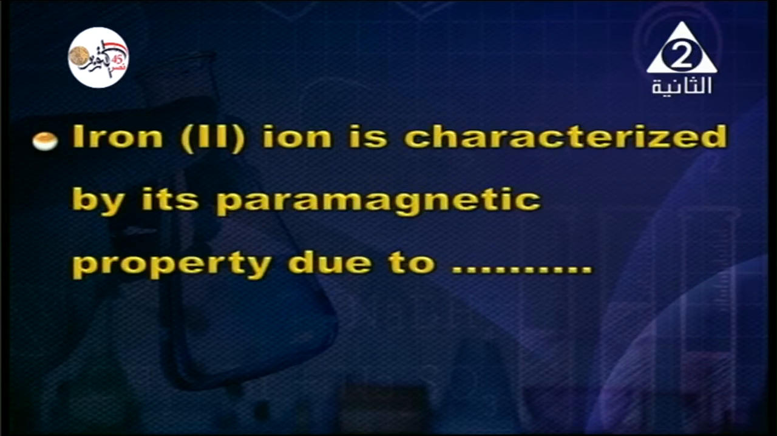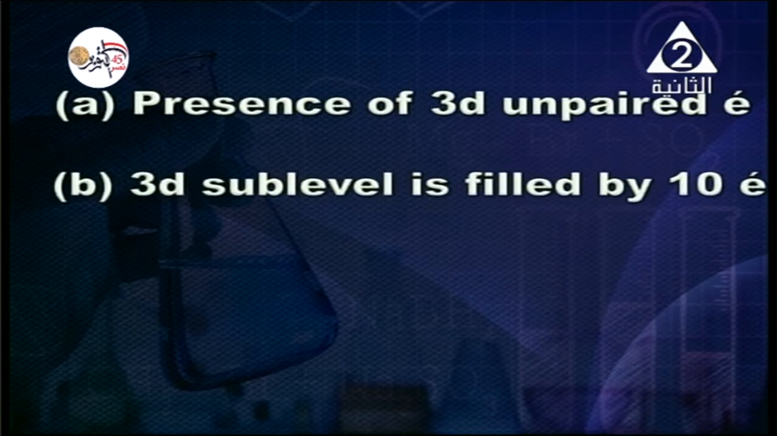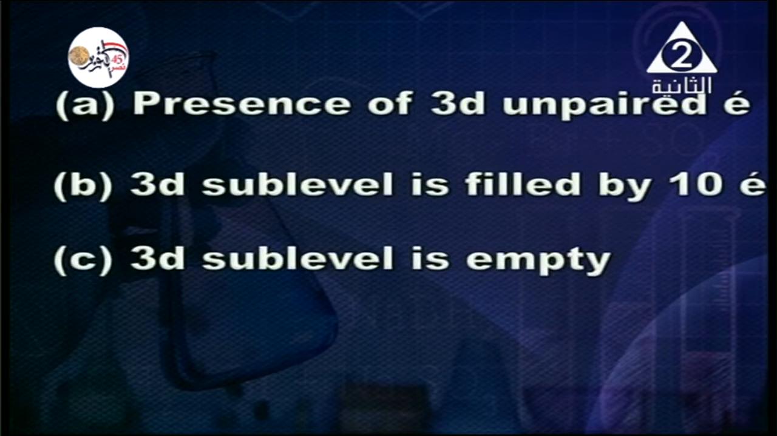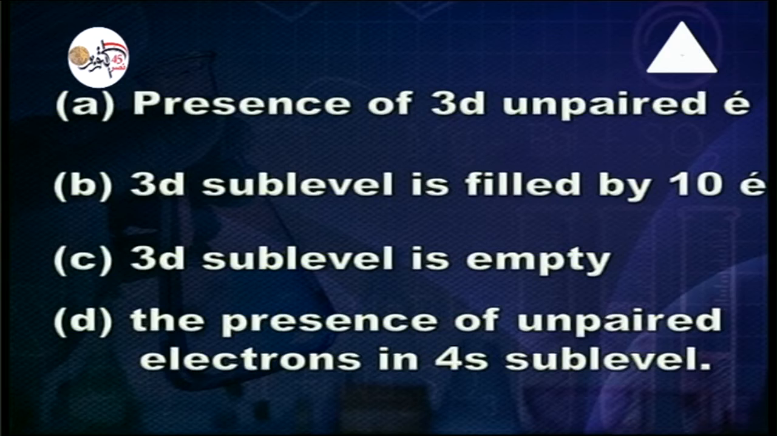Next point. Iron 2 ion is characterized by its paramagnetic property due to what? Presence of 3d unpaired electrons, the 3d sublevel is filled by 10 electrons, the 3d sublevel is empty, the presence of unpaired electrons in 4s sublevel. The reason for that is the presence of 3d unpaired electrons.